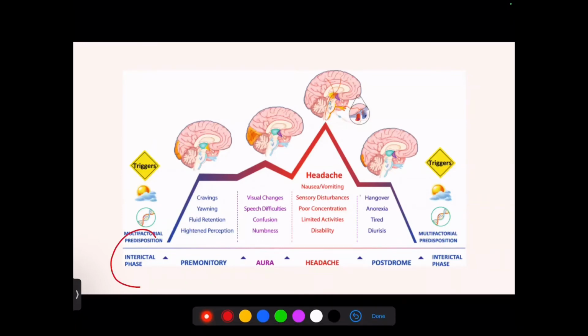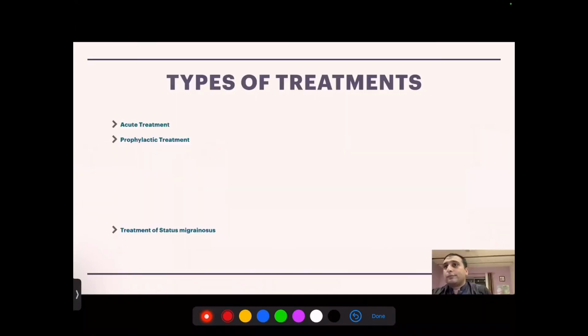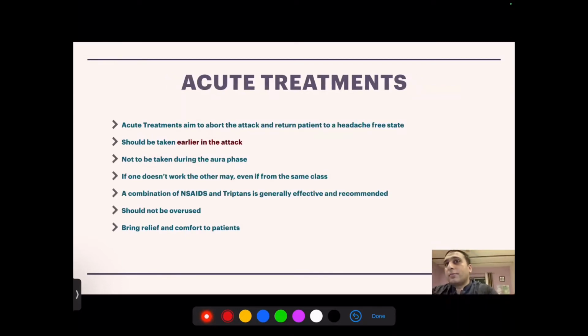Now there is an interictal phase that is increasingly recognized: people who have headaches and then the headache resolves, between one headache and the other headache, they are having some symptoms that are different as well. So managing their headaches becomes really, really important in improving their general life. And you can do that by using 2 basic types of treatments: pharmacological acute treatment and prophylactic treatment.